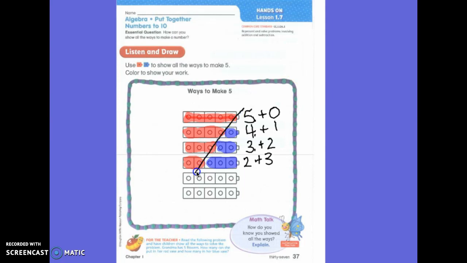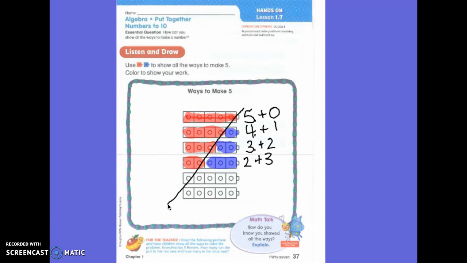If I cut it like this, what do you notice on this side of my line? It's red. What do you notice on this side of my line? It's blue. So first grade, you as mathematicians can do your work, but then you can also check it. I like to show that I am nice and organized.